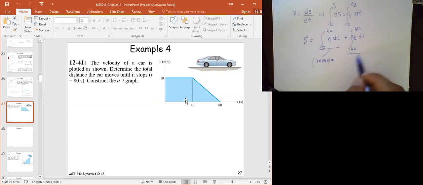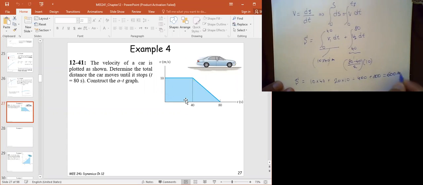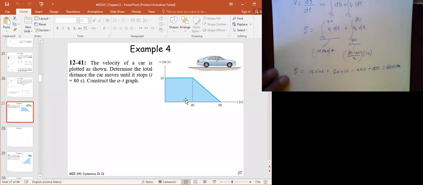How about this one? 10 times 40 over 2. Exactly, or 80 minus 40 over 2, which is the base, times the height, which is 10. And that's it. So the actual distance that you traveled is the area under the curve, which is 10 times 40, plus 40 over 2, which is 20 times 10. So 400 plus 200, which is 600 meters. Very simple, guys.